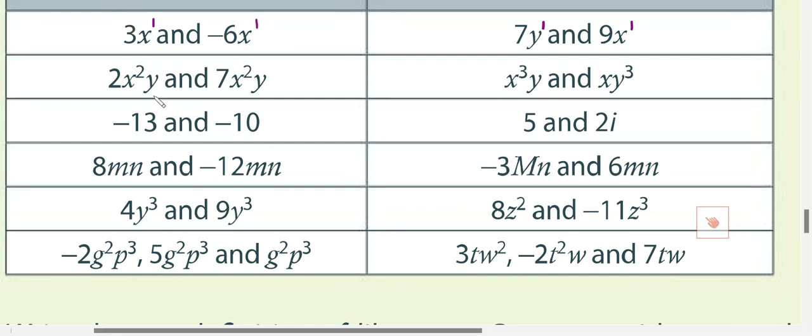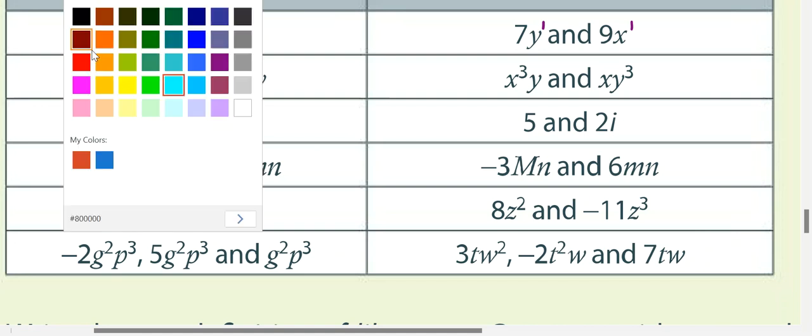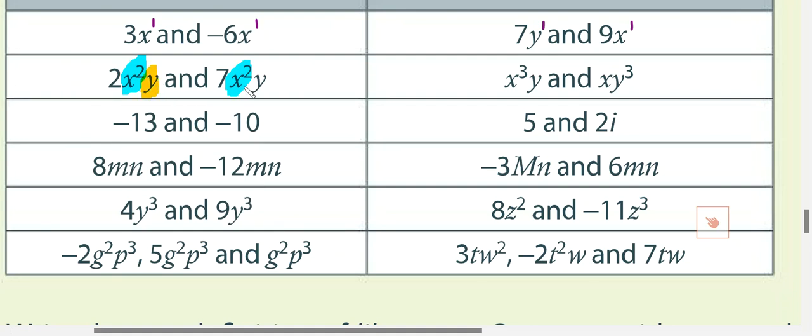Yeah. So we've got an x to the power of 2, x to the power of 2, and we've got a y to the power of 1 and a y to the power of 1. Okay.